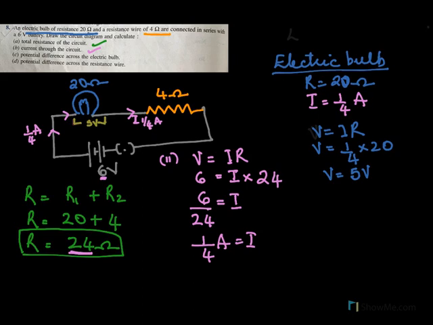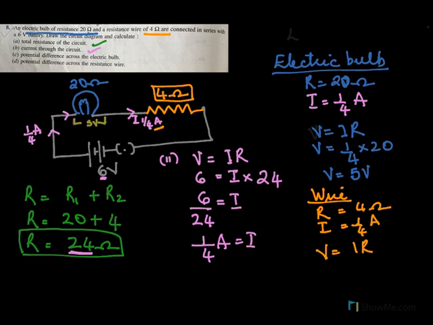Now we go to the wire. For the wire, let's write down: we know the resistance of the wire is 4 ohms. The current we know is 1 by 4 amperes. It's the same current flowing, it's a series. So V equals IR. V we do not know, I is 1 by 4 and R is 4. So V equals 1 volt. So the voltage across the 4 ohm wire is 1 volt.